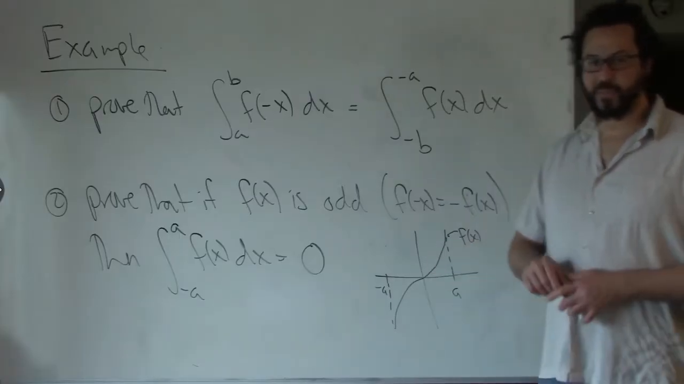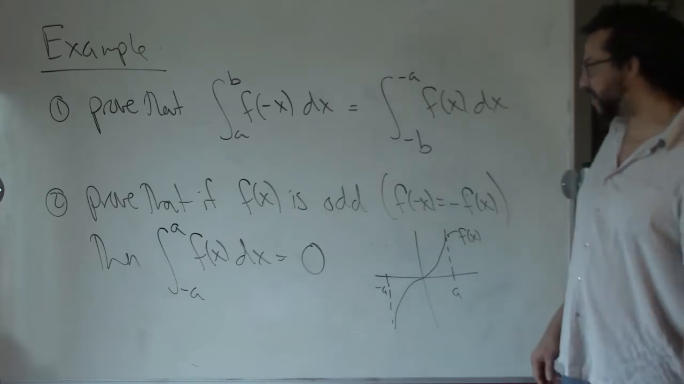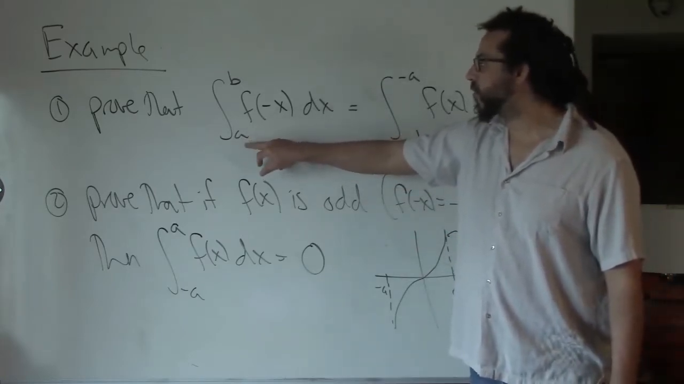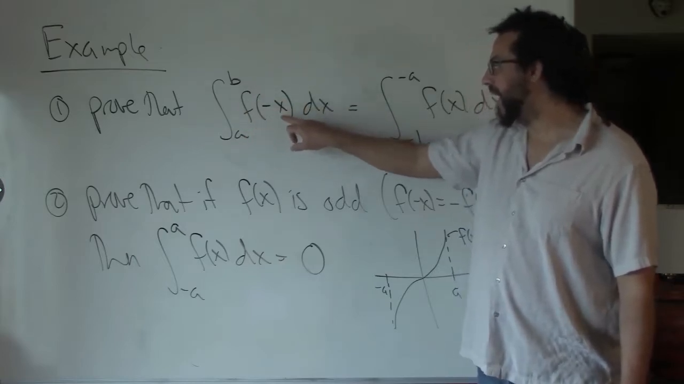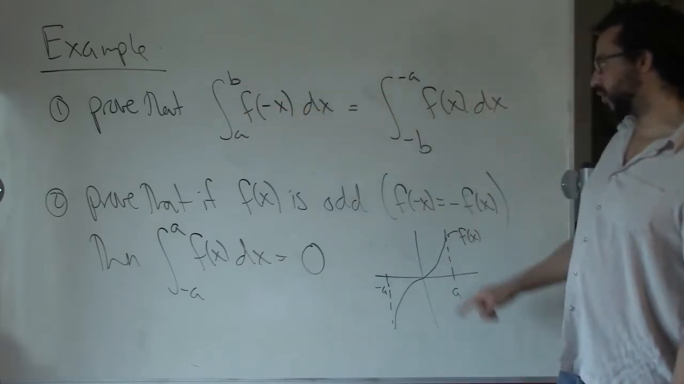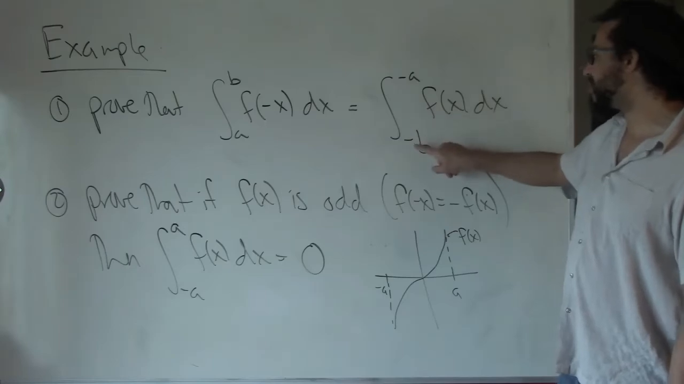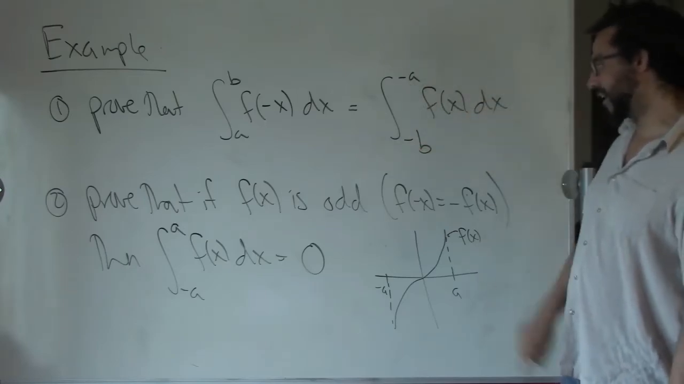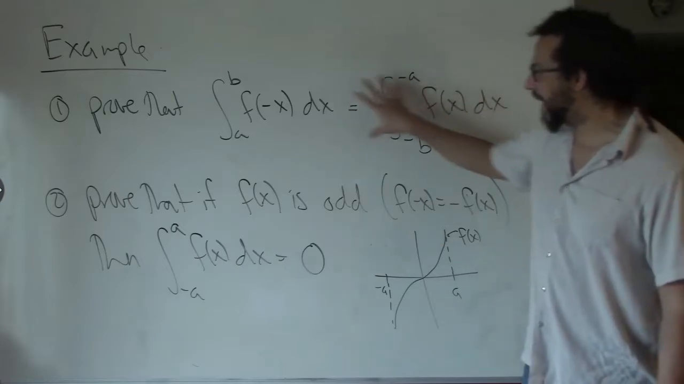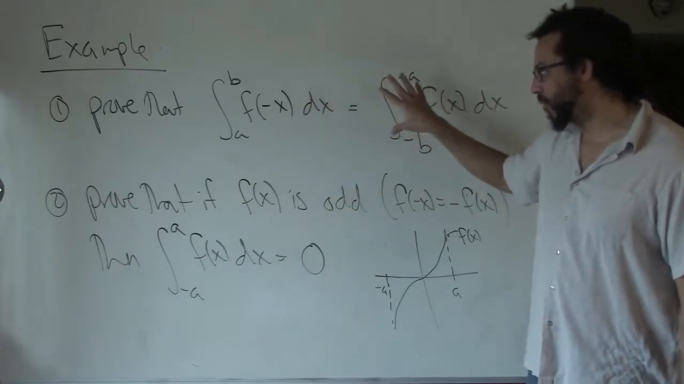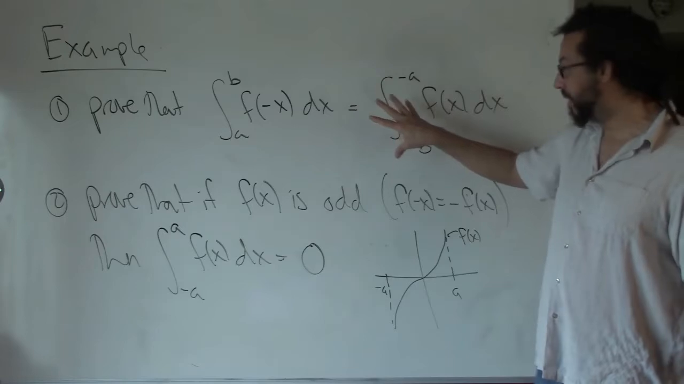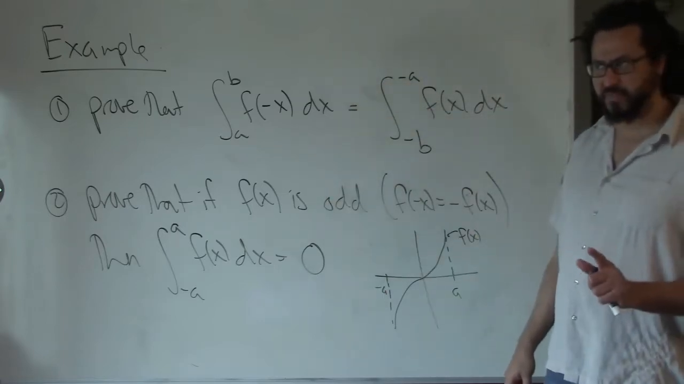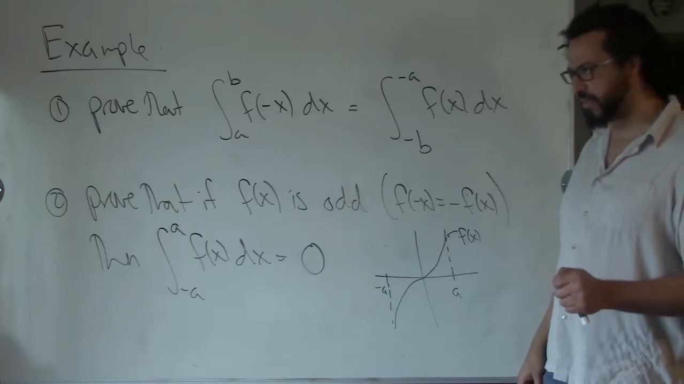All right, here's a couple of proof type exercises. So we want to show that the definite integral from a to b of f of negative x dx is equal to the definite integral from negative b to negative a of f of x dx. And then if we can, once we've established that it's true, let's use this fact to prove this fact. And one that should be okay using geometric intuition.